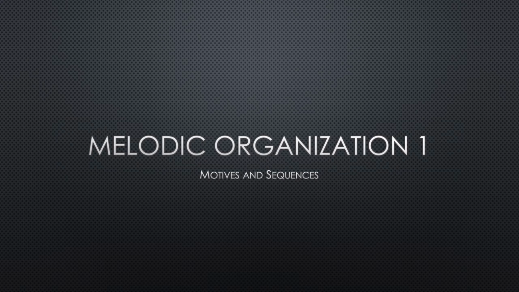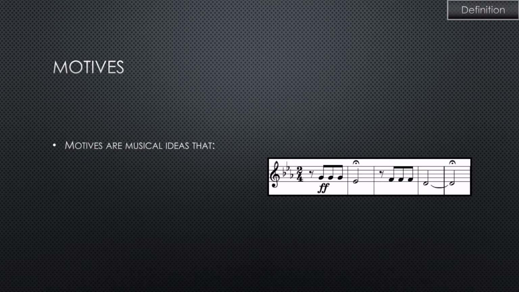The smallest musical idea is called a motive, and that's what we're going to look at first. Motives are musical ideas that are really short. Oftentimes, they're smaller than a measure long. They could be 2 measures long, they could be slightly longer, but they're usually smaller than that. Here's a little bit longer one here.